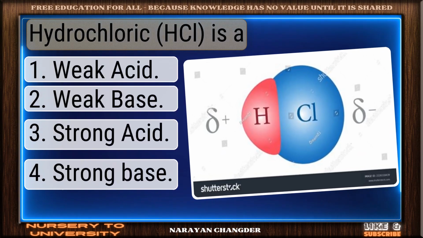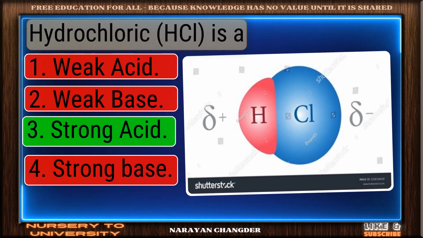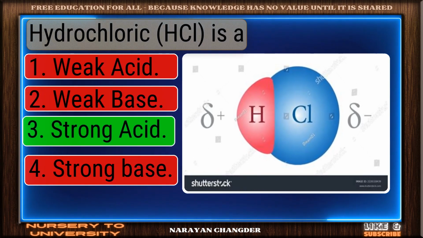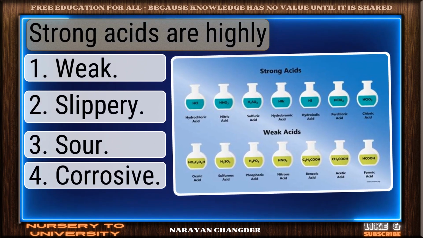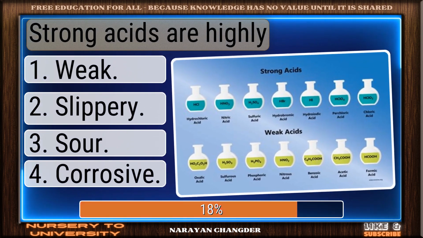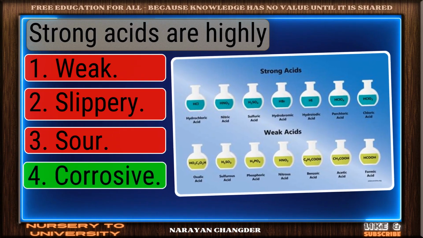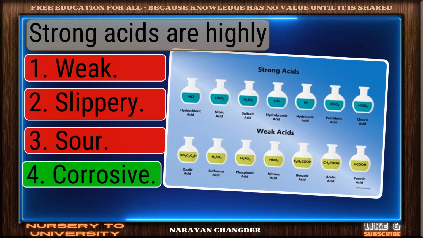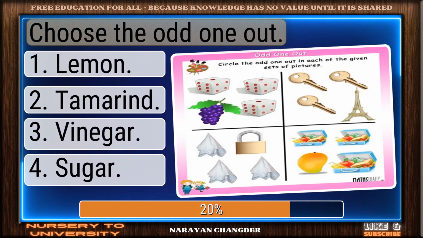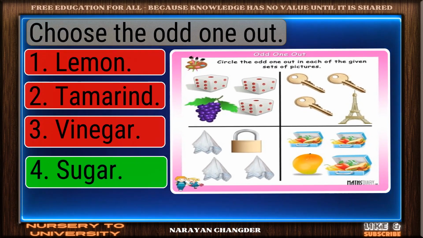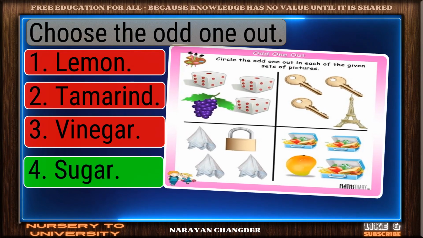Question number 229. Hydrochloric is a. Excellent. Strong acid is a brilliant choice. Question number 230. Strong acids are highly. Perfect. Corrosive is the correct choice. Question number 231. Choose the odd one out. Excellent choice. Sugar is the right answer.